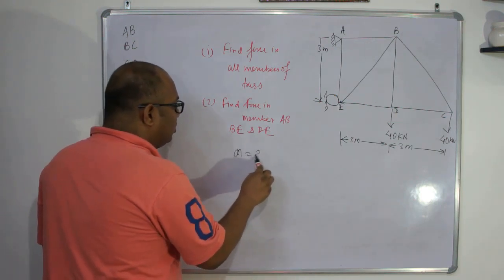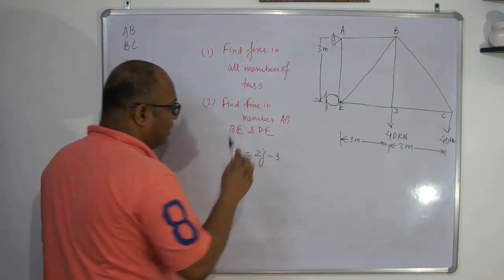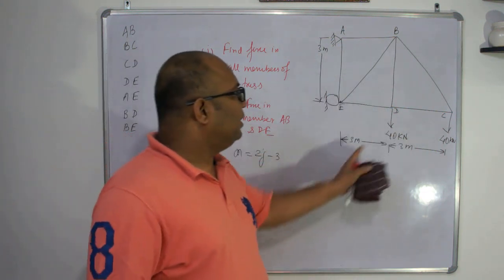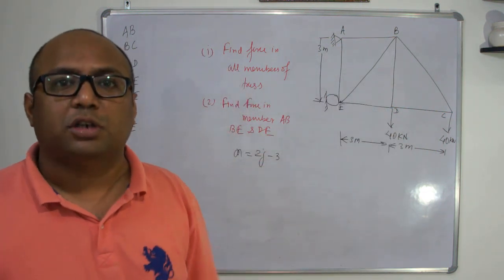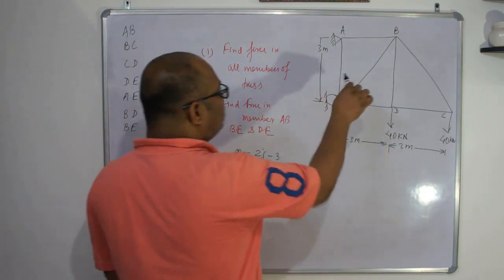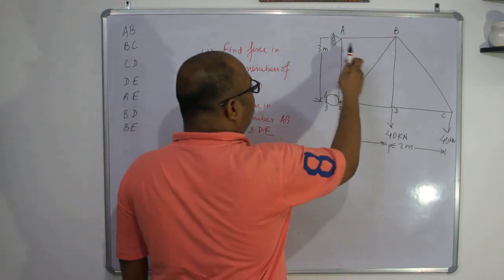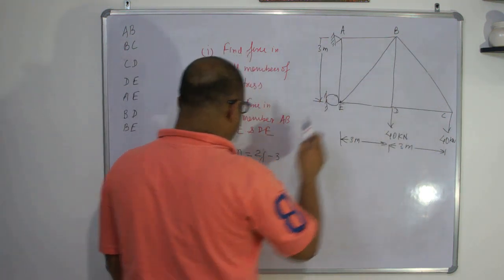M equals to 2j minus 3. One of the rule. Okay. This is a completely constrained structure. That is what we are going to check. So how many members do we have? So we have 1, 2, 3, 4, 5, 6, 7 members.